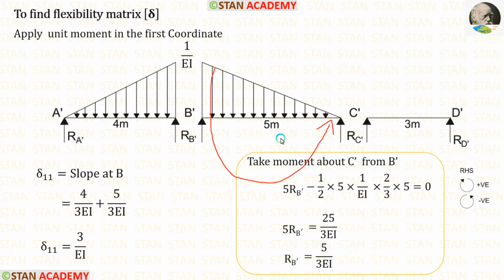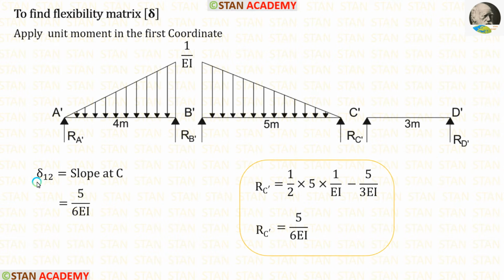For the UVL, we have to multiply the area with the centroid. For the area, we are having half into 5 into 1 upon EI. For the centroid, we are having 2 upon 3 into 5. Finally, we are getting RB dash. For delta 11, we have to add both of the RB dash values. After adding, we are getting 3 upon EI.